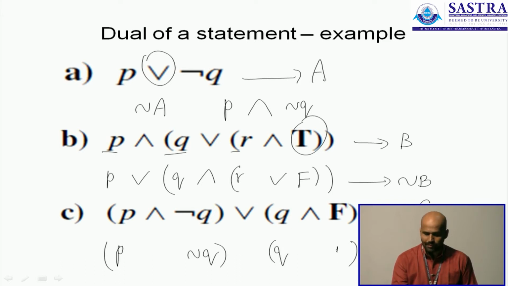The false, the absolutely false, becomes true. The conjunction becomes a disjunction. The disjunction becomes a conjunction. The conjunction becomes a disjunction again. So this will be the dual of C.